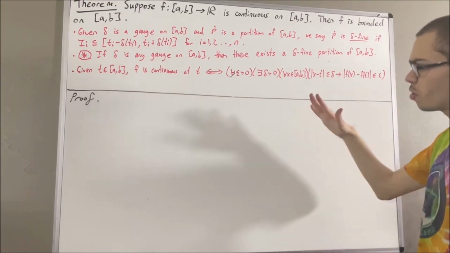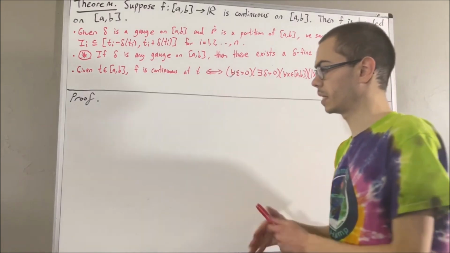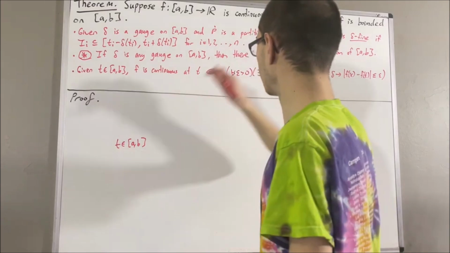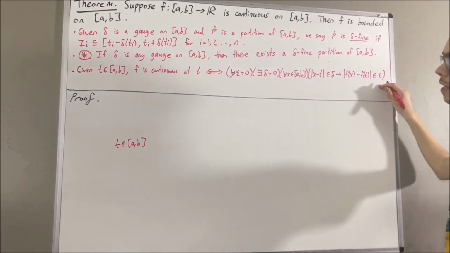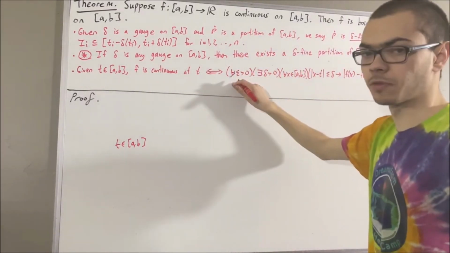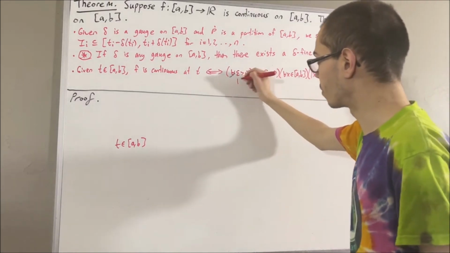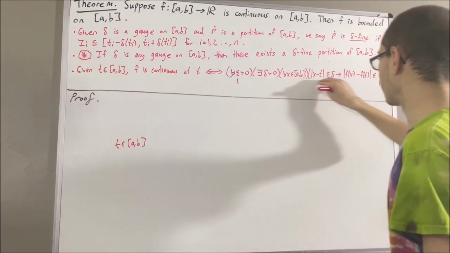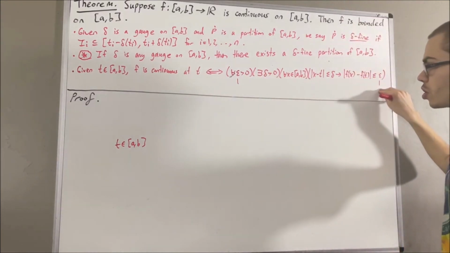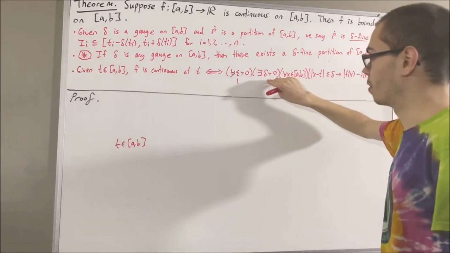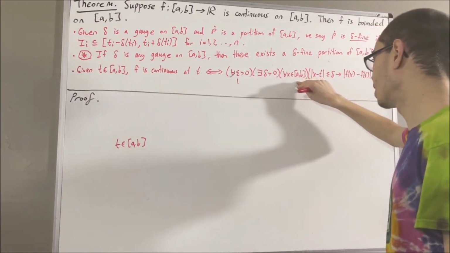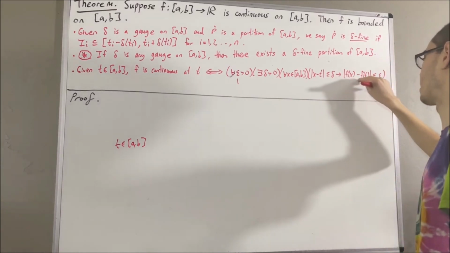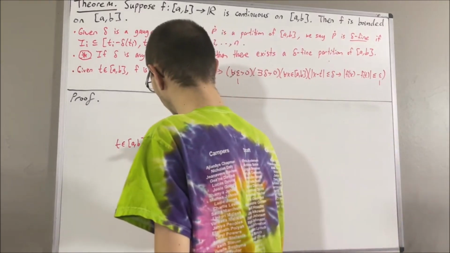So then, if we consider an arbitrary element t in [a, b], well then, f is continuous at t, which means this statement is true. And this statement works for every positive real number, so in particular, it must work for the positive real number 1. So taking epsilon to be 1, we have that this statement is true. So there exists a delta greater than 0, such that for all x in [a, b], if the absolute value of x minus t is less than or equal to delta, then the absolute value of f of x minus f of t is less than or equal to 1.